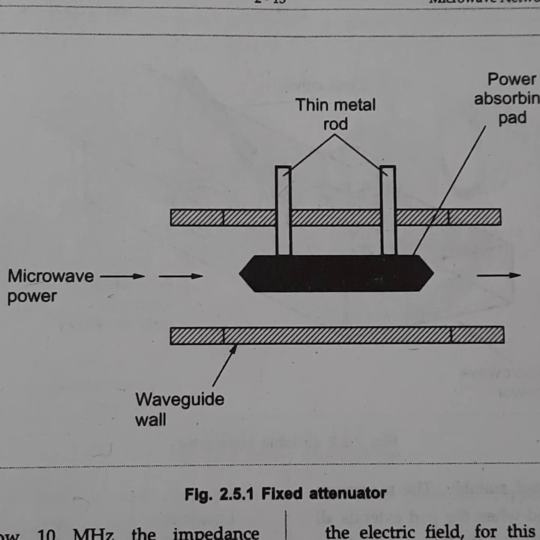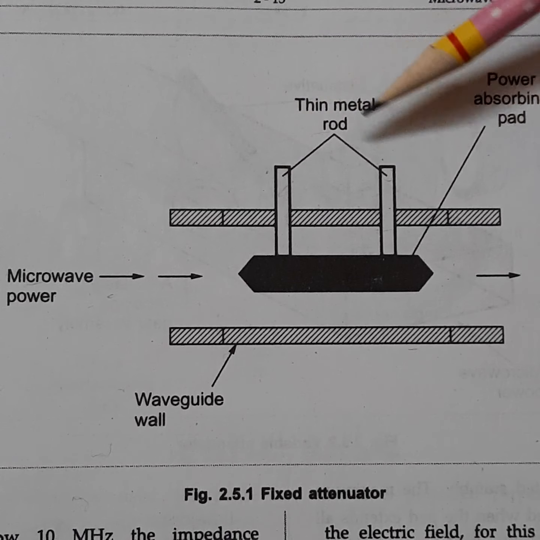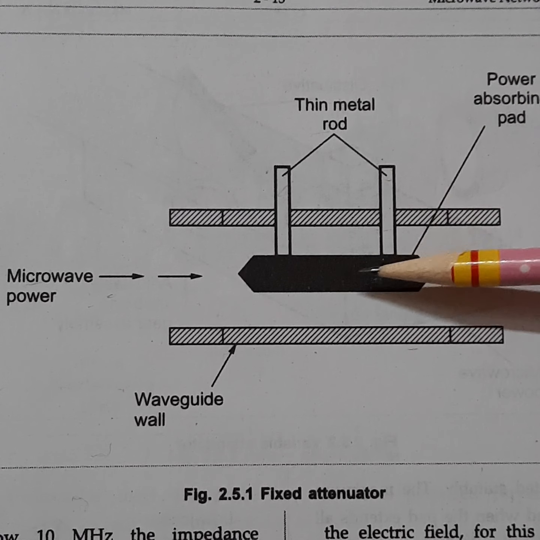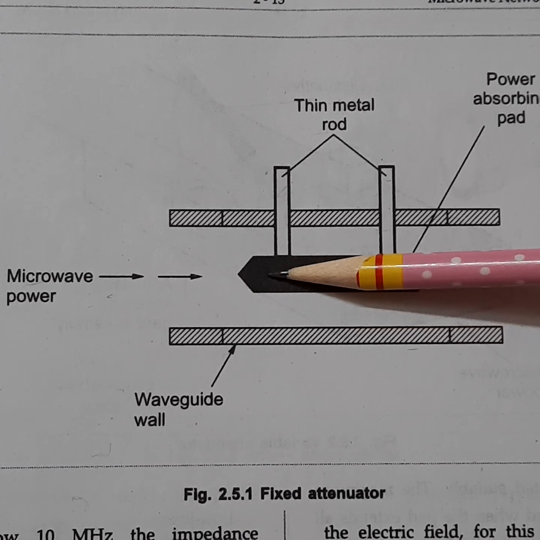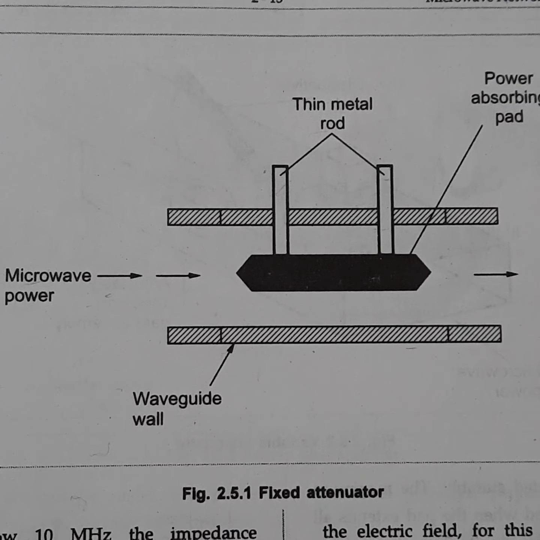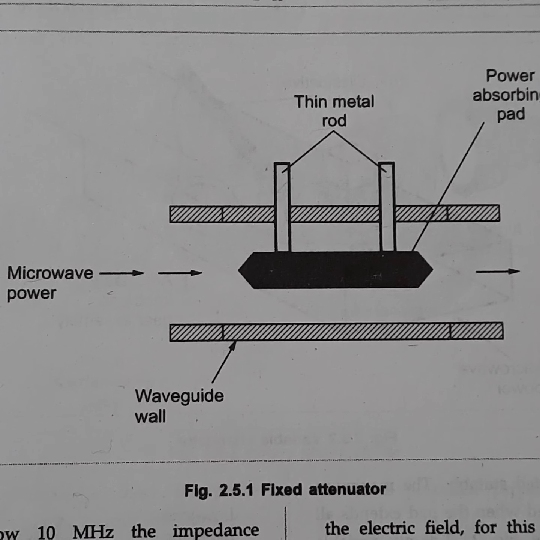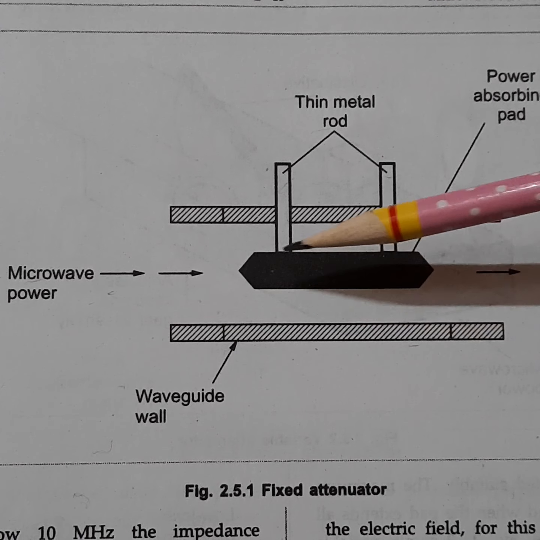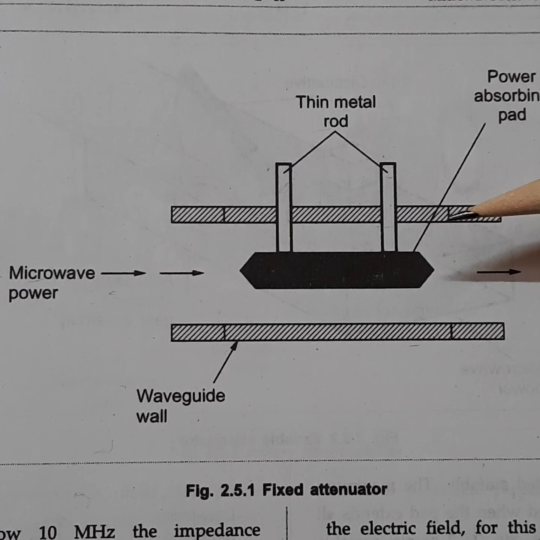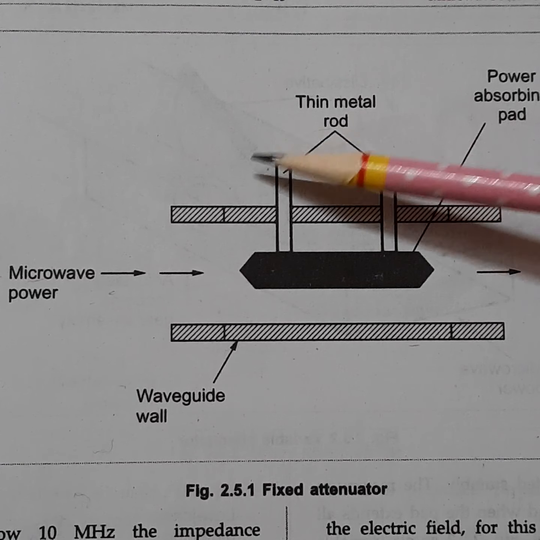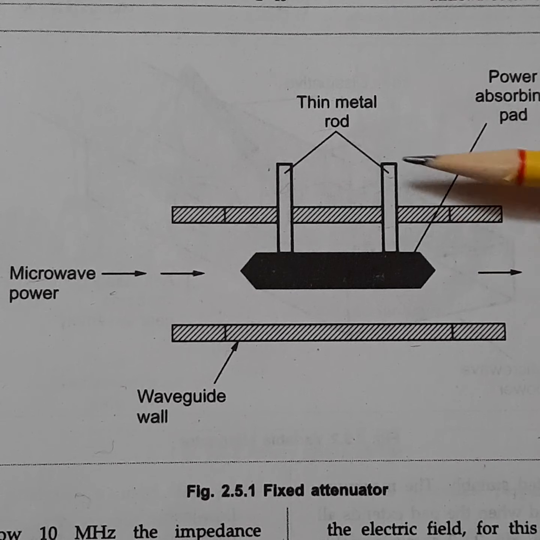For this, two thin metal rods are used. So here we are going to create the electric field, and the alignment of the pad should be parallel to that electric field. Then the pad is tapered for providing a gradual transition from the waveguide medium to the absorbing medium of the pad. This also reduces the reflection. Okay, the side view of a fixed attenuator will be like this.